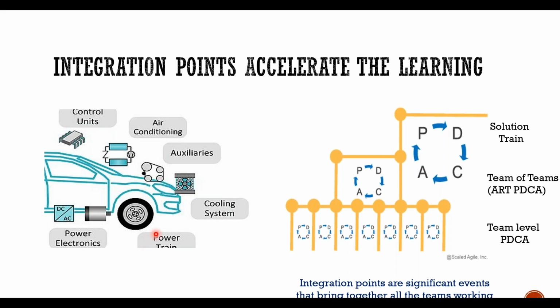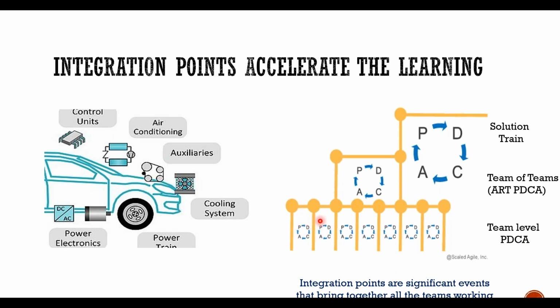So what we learn from the PDCA cycle is that it accelerates learning. But when there are multiple teams working together, how do we accelerate that learning? Every team does the PDCA cycle at a team level, where all the individuals come together to plan, do, check and adjust, and they integrate at a team level. So there is a team level PDCA, and we take team level feedback.